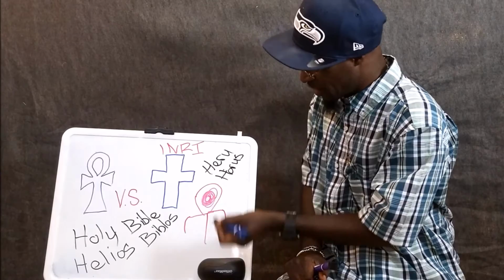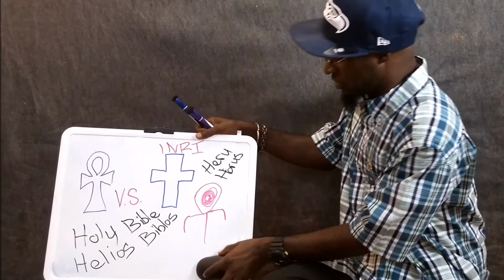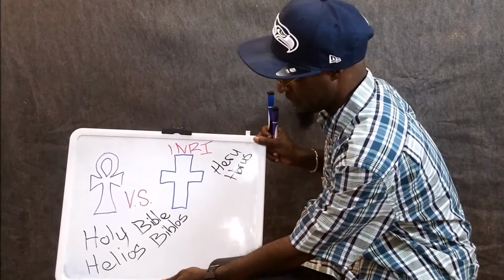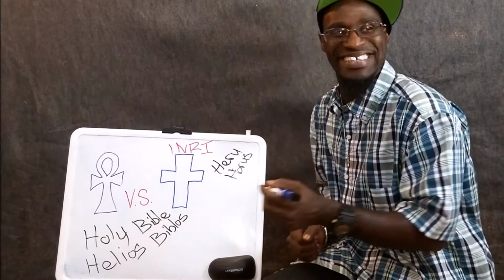Horus represents the sun. Matter of fact, before I go into that, let me take some space. Just right here. All I need is this little space right here. And that's a blooper. That made the bloopers. Okay.